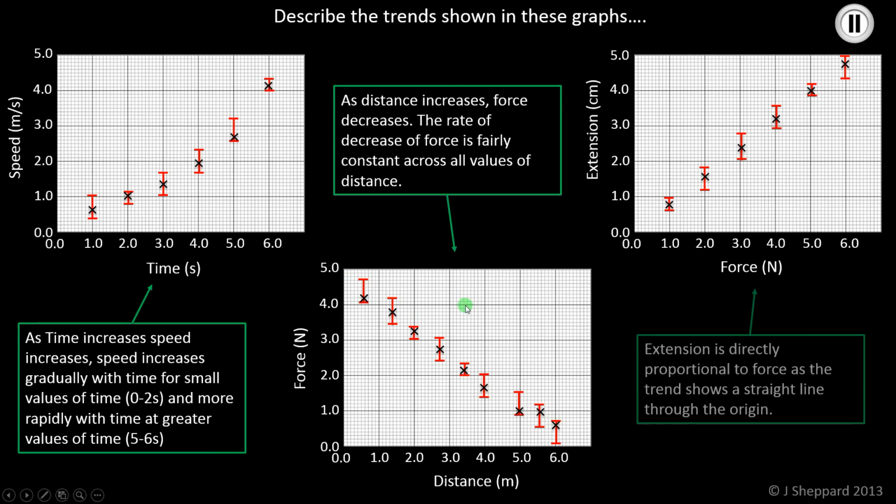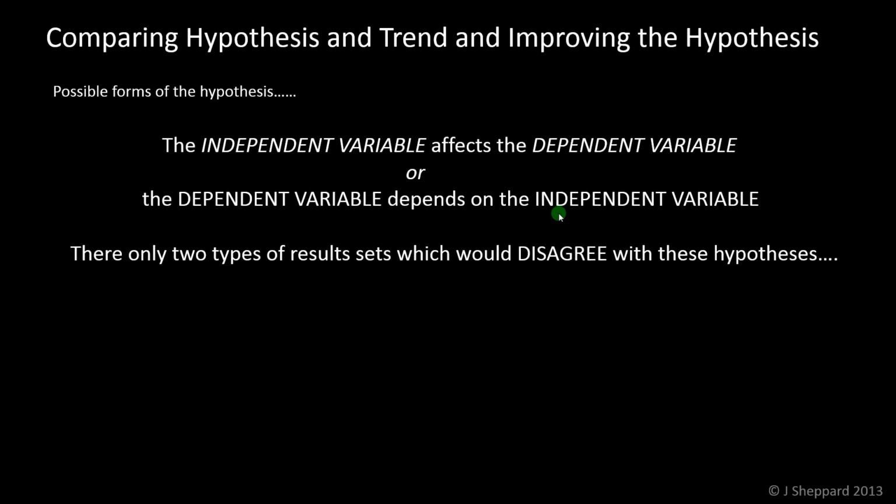And finally, we have one of our special cases. In this case, the experiment is applying a force to a spring, which is one you've probably all done in Key Stage 3. And we're saying here that extension is directly proportional to force, as the trend shows a straight line through the origin. So there are our three descriptions of trends, and you should aim to describe your trend in as much detail as you can. Once you've done that, you need to compare your trend with your hypothesis.